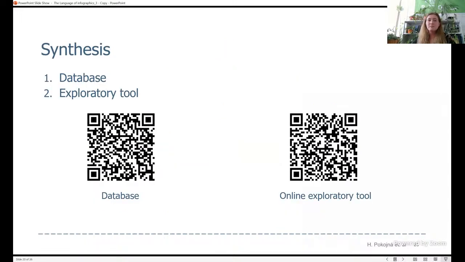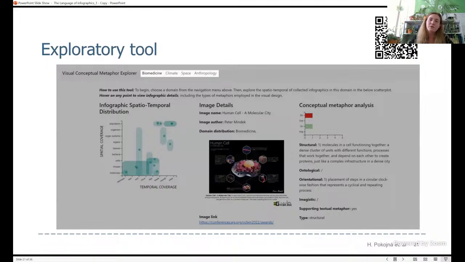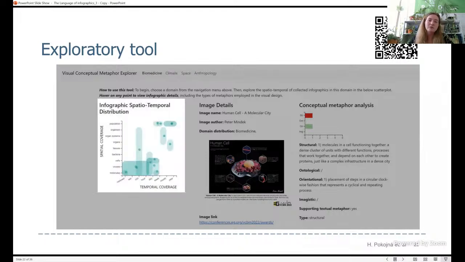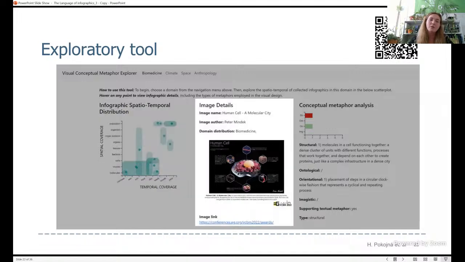So our synthesis provided 2 artifacts. So first one is the database, which shows the metadata as well as classifications and reasons for our classifications. And the second one is exploratory tool, which also has a live link. And both of these are available on the OSF. So the exploratory tool helps us show the patterns that we have found in these 4 different domains. And when you get to the site, you can choose one of the 4 domains. Then you're presented with this spatiotemporal graph where each infographic is represented by a point. And when you hover over a point, you select an infographic, at which point you have a specific image, you have link, you have other data related to the image.